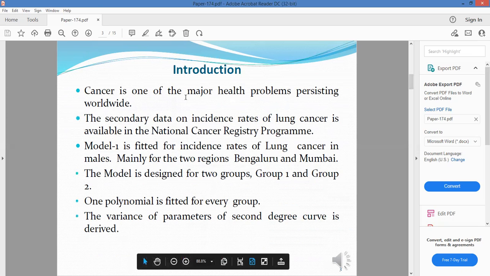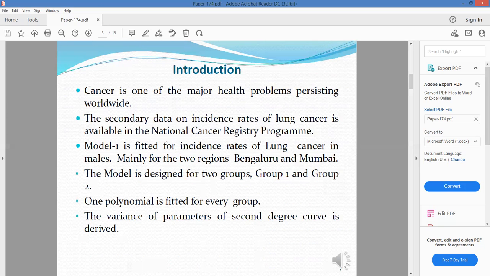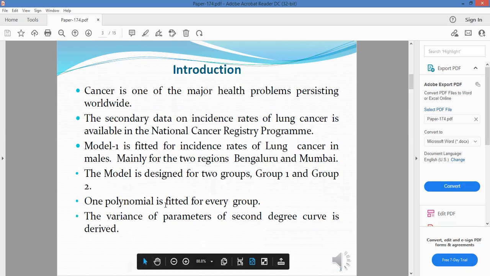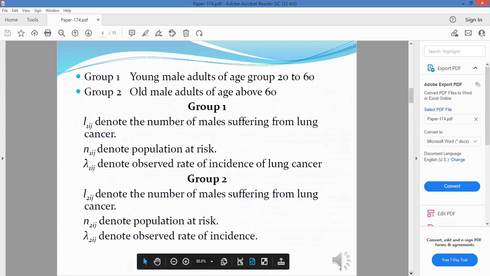As we know, cancer is one of the major health problems persisting worldwide. Secondary data on the incidence rates of lung cancer is available in the National Cancer Registry program. Model 1 is fitted for incidence rates of lung cancer in males, mainly for two regions, Bengaluru and Mumbai, and the model is designed for two groups, group 1 and group 2. Here one polynomial is fitted for every group, and the variance of parameters of the second degree curve is derived.